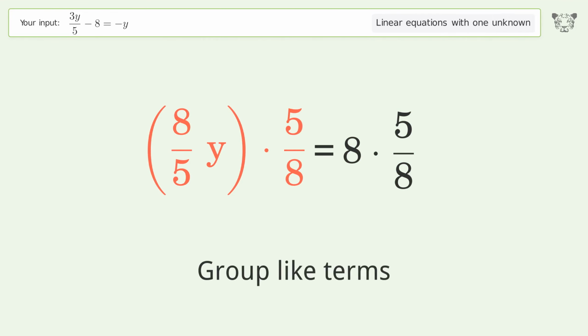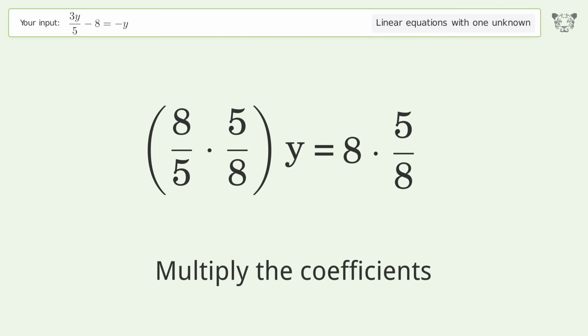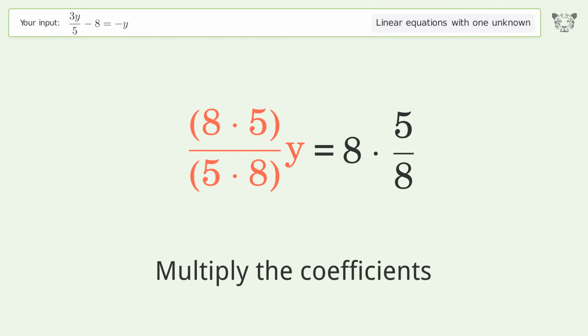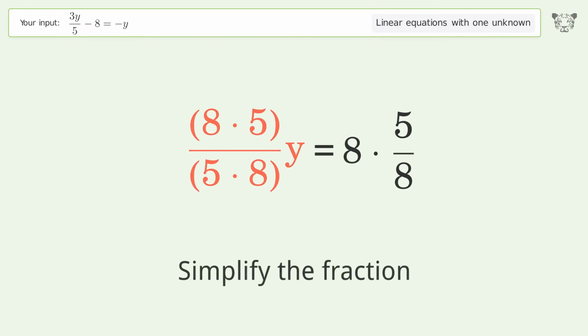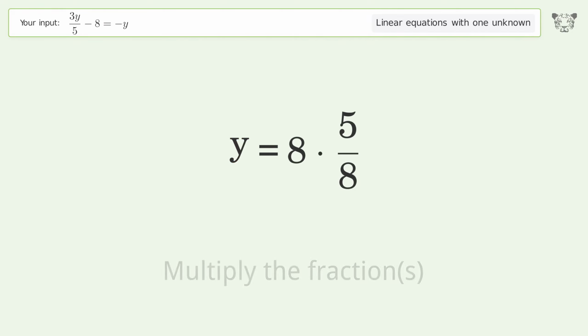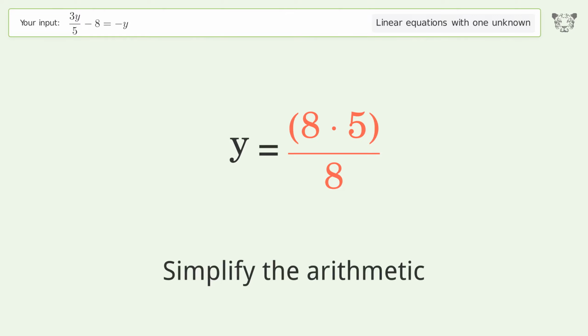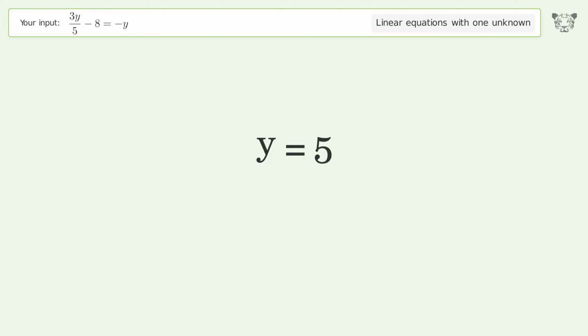Group like terms. Multiply the coefficients. Simplify the fraction. Multiply the fractions. Simplify the arithmetic. And so the final result is y equals 5.